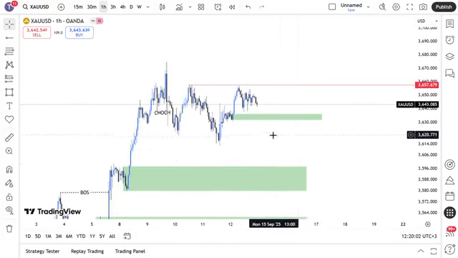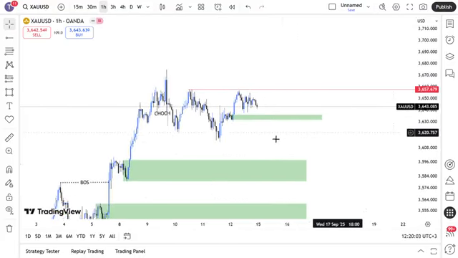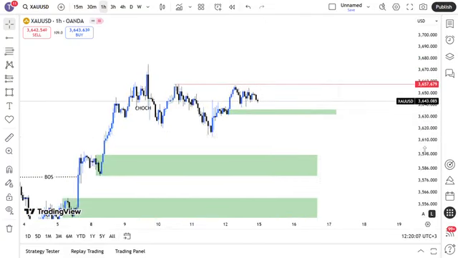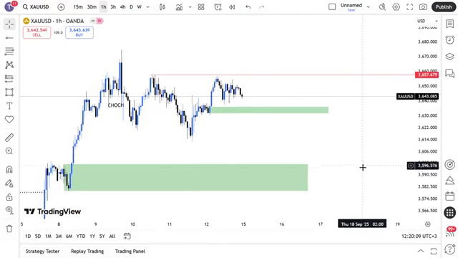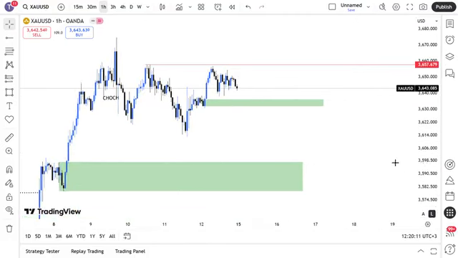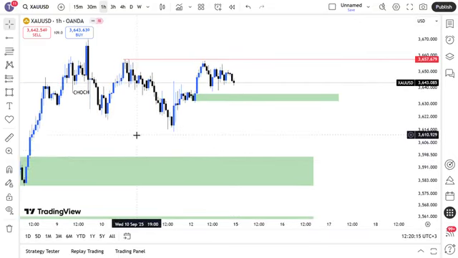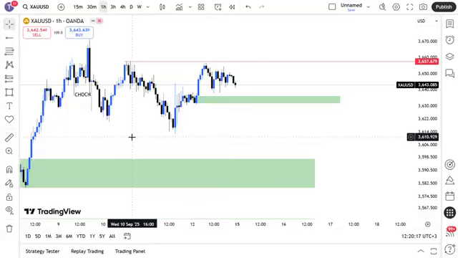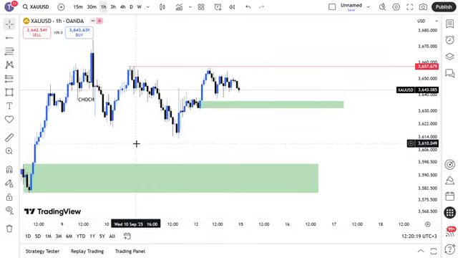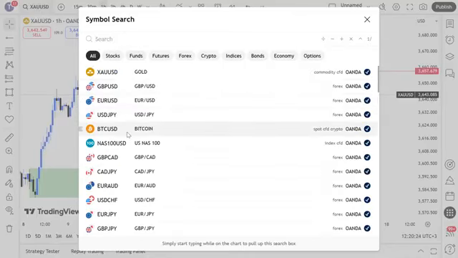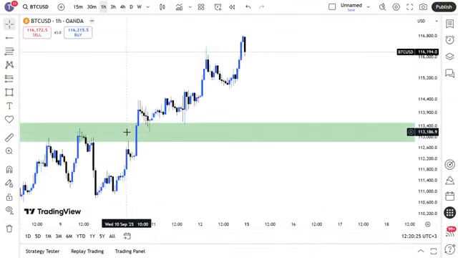So currently on gold, I don't have a clear view, but we will see what the market will be doing and how the gold price will be reacting. So I will update you on Wednesday if we have a clear structure so that you can also get your bias. So I have an analysis on BTC USD also.